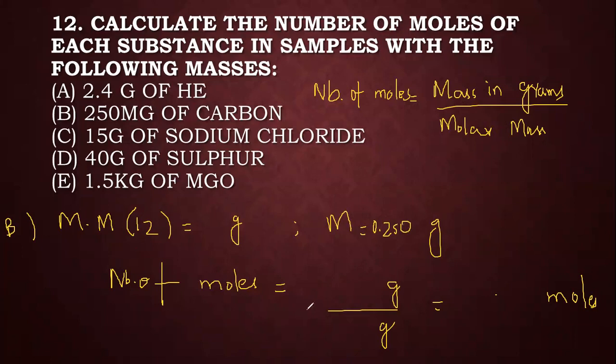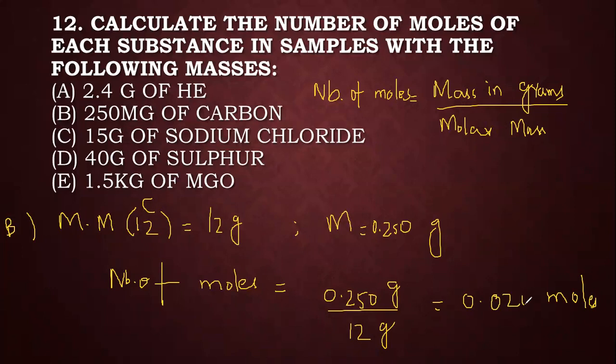250 grams. Now the number of moles equals mass divided by molar mass, which is 0.250 divided by 12, since carbon-12 has a molar mass of 12 grams. So we find that the value is 0.021 moles.